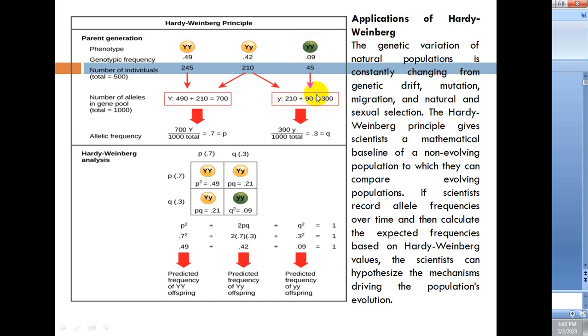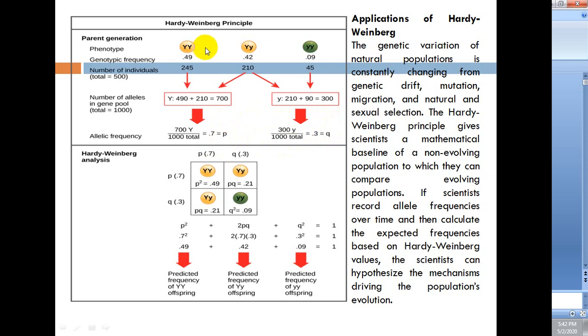So how many of these recessive alleles are present in the population? 300 alleles are present in the population containing 1000 alleles. So the allelic frequency becomes 0.3. So p is 0.7, q is 0.3, so this becomes 0.7 plus 0.3, that is 1. As per this HW principle, p plus q will always be 1.